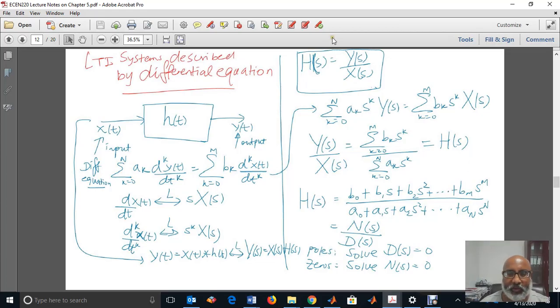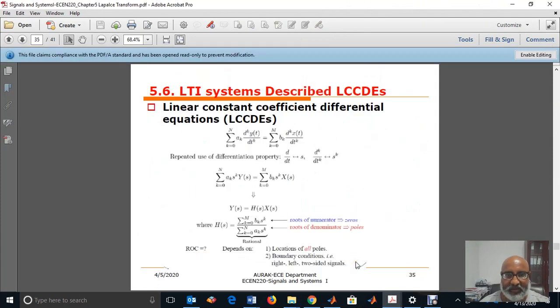Good morning, students. In this lecture, we will study systems characterized by linear constant coefficient differential equations. That means the input x of t is related to the output y of t by the differential equation. We studied this in chapter 2, if you remember.